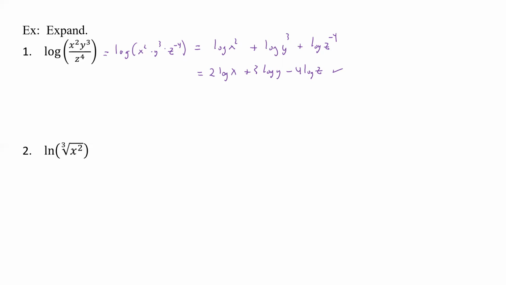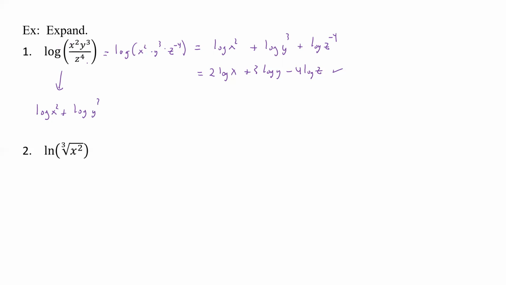And the other way we could do that is we can just use our product and quotient rule starting from the very beginning and say, okay, this instead is going to go to log of, well, we have x squared plus log of y cubed.